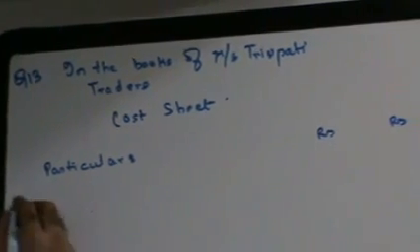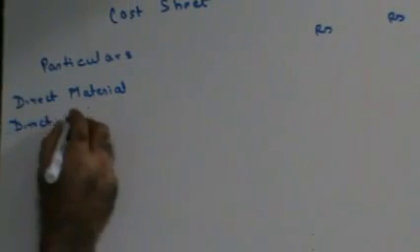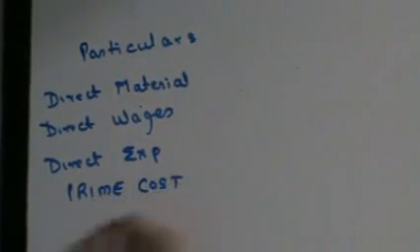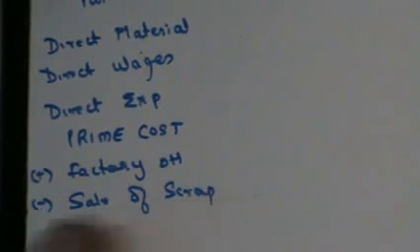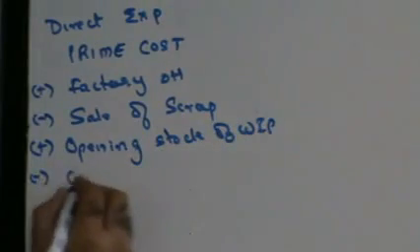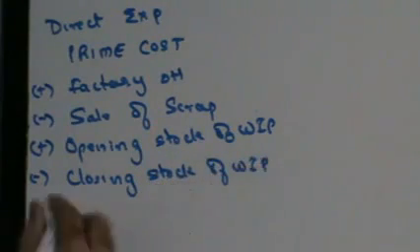Right? What I'll do is first I'll make the format of the cost sheet that will make things simpler. Direct wages, direct expenses, prime cost, and factory overheads, less sale of scrap, and opening stock of WIP, less closing stock of WIP, will give you work cost.